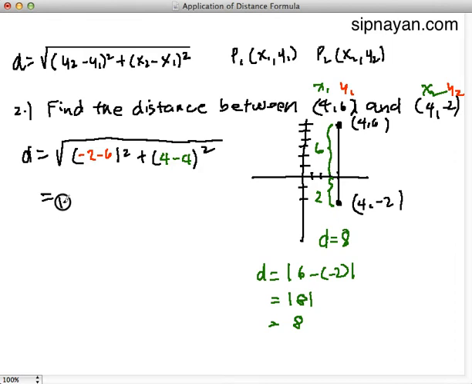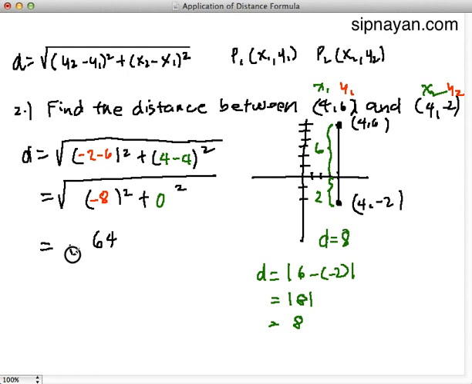This becomes equals square root of negative 8 quantity squared plus, so magiging 0 na ito, no? Siyempre 0 squared, and of course, ang 8 squared natin is 64, and of course the square root of 64 is equal to 8. Ano? So siyempre kukunin lang natin yung positive square root kasi ang pinag-uusapan natin distance.